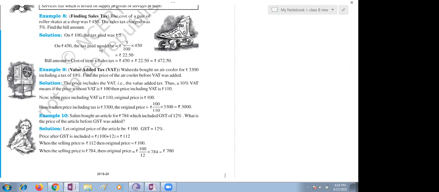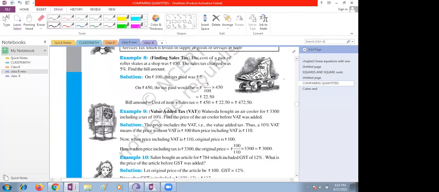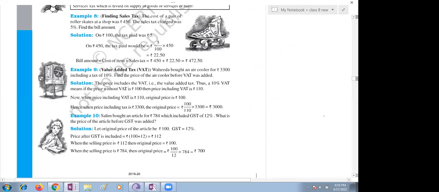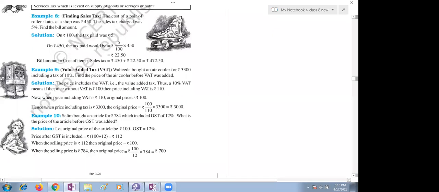Coming to the next one, there is a girl, Vedha, who bought an air cooler for rupees 3,300, including tax of 10%. Including tax of 10% means she included the tax also. Find the price of the air cooler before VAT. VAT is added, so her amount is 3,300. What are you supposed to find out? The price of the cooler before tax is added. How are you supposed to find this, children? You just equate it to 110%.